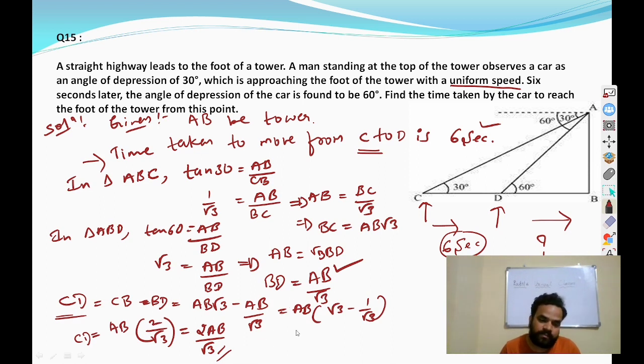I will write one important thing here: you need to know the speed remains constant. The speed is uniform. We need to use the formula of speed. What is speed? Distance covered in unit time, or distance by time. Here CD is the distance, so CD by 6 seconds is equal to BD, also a distance, by how many seconds? I will take X seconds. We got CD as 2AB by root 3.